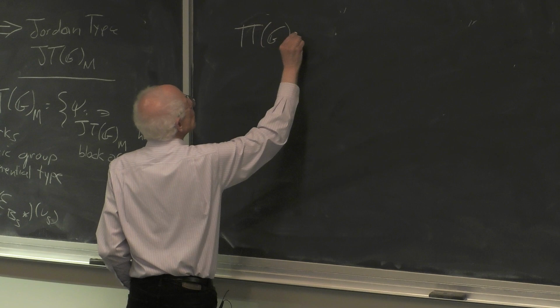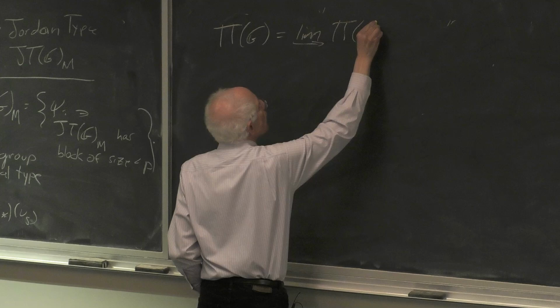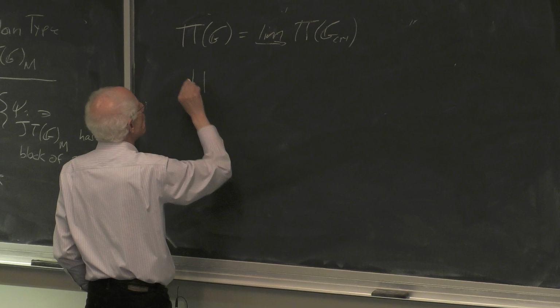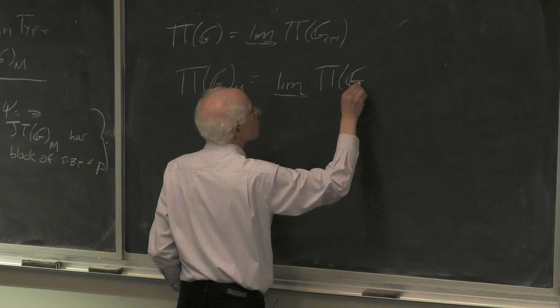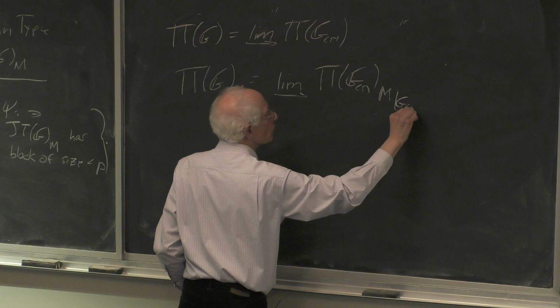Yeah, exactly. So Julia said, and this is my definition, and that's the end of our support variety, pi G should be just the colimit, taken appropriately, of pi of Frobenius kernels, and pi_G of M should just be the colimit of pi_{G_r} of M restricted to G_r.